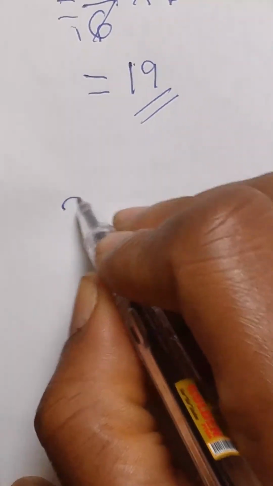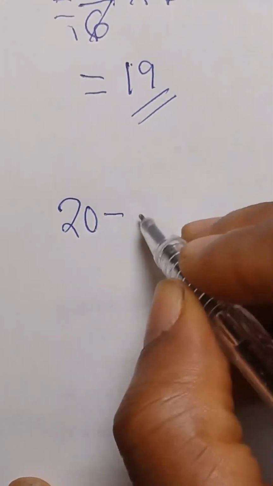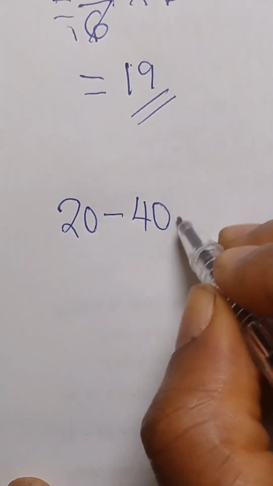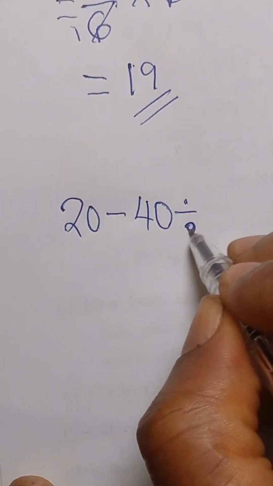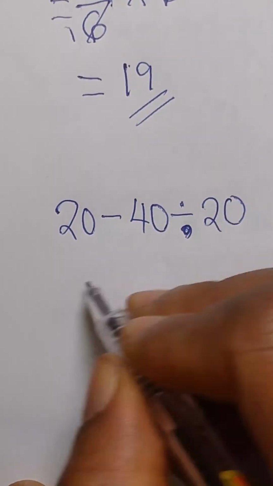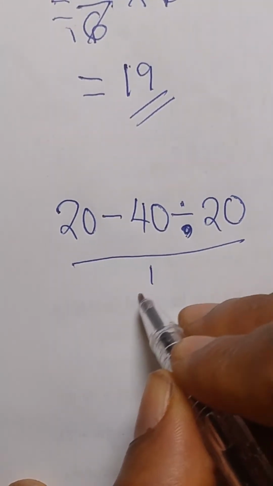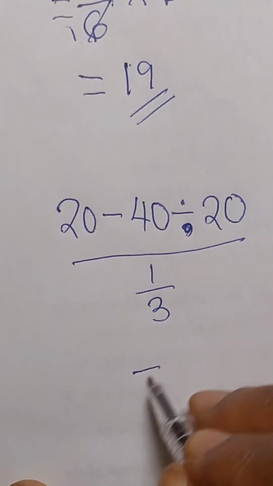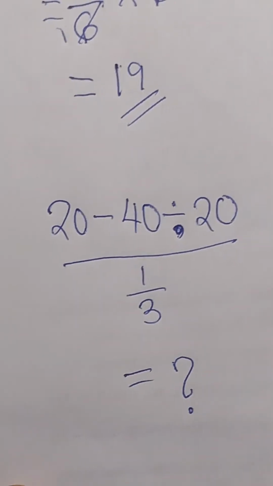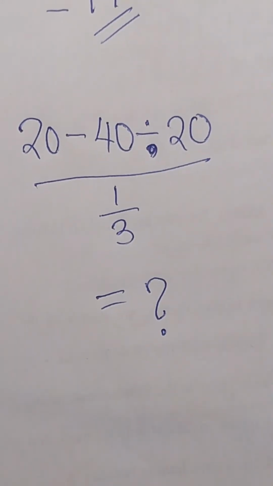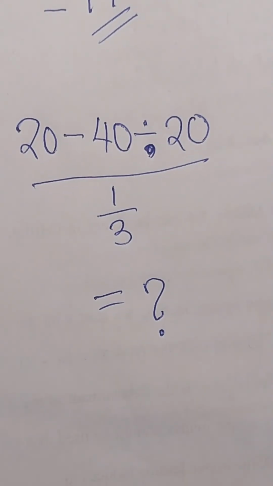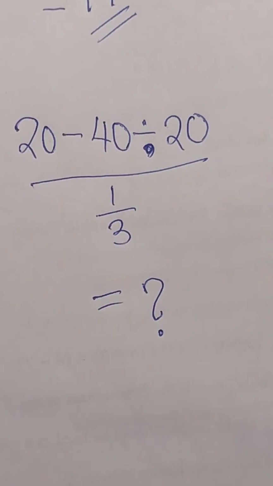We have 20 minus 40 divided by 20 all over 1 over 3 is equal to what? All right. 20 minus 40 divided by 20 all over 1/3 is what? So let's solve.